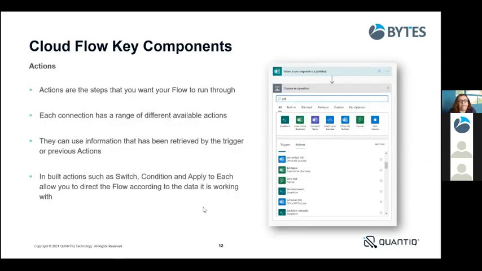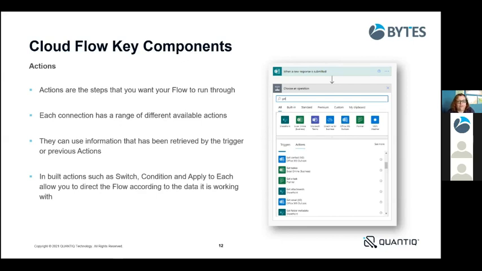And then once you've got your trigger, you add actions. So the actions are the steps that you want your flow to run through. It starts at the top of the page, and it literally says, do this, then do this, then do this. And you add in the actions that you want to happen. Each connection that you use will have a different range of available actions. So you can imagine in Excel, you might want to get a row, or get a table. Whereas in SharePoint, you might be getting attachments or creating a folder. So the actions that you have available to you are dependent on the connection that you're using, the app that you're connecting to.